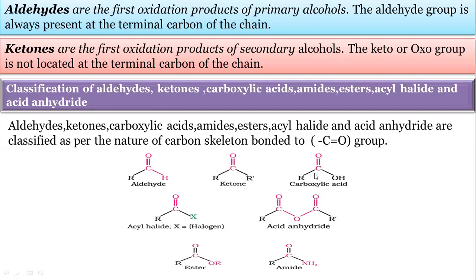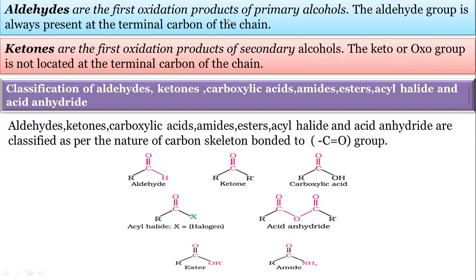In the case of carboxylic acid, one OH group is bonded to the carbonyl. So the functional group of carboxylic acid is COOH. Remember this COOH. Acid anhydrides, amides and esters are not part of this chapter, but all of these are carbonyl compounds that I have shown here. Carbonyl compounds are compounds which contain the C=O group, remember.